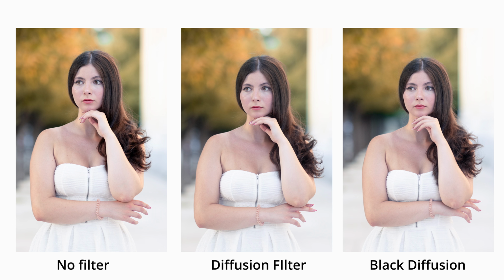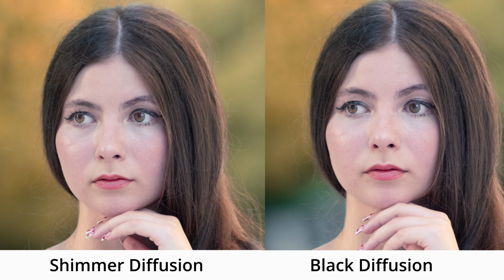So both of these filters during the daytime really reduced the overall contrast of the image and made the whole image frame more dreamy. But if we zoom in on the eye in both of these images, we can see that on the photography sample which was taken with the shimmer diffusion filter, the image frame is a little bit sharper. The eye is a little bit sharper. And this is really important in my opinion if you're taking portraits. You want that eye to be really sharp.